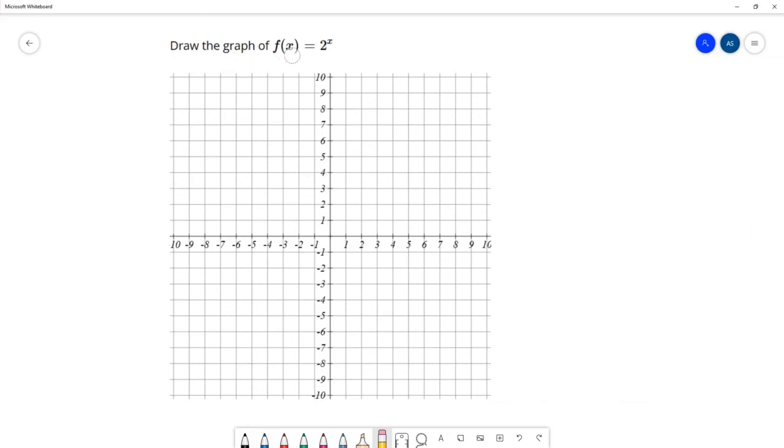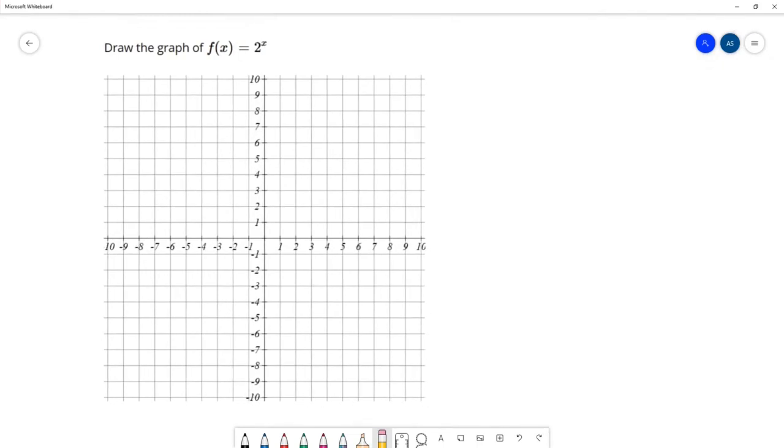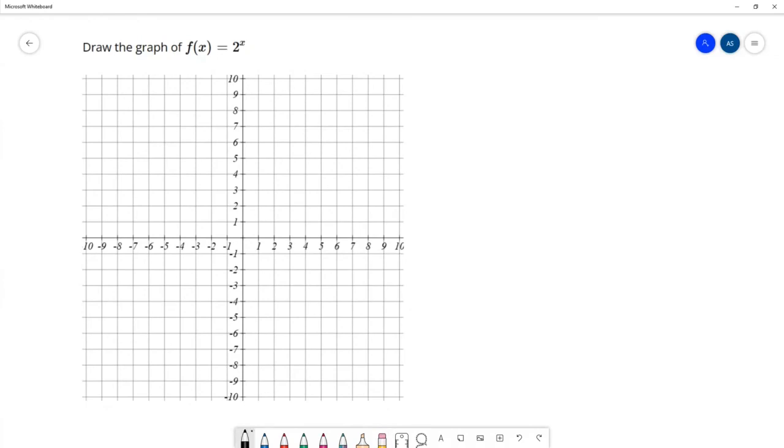Draw the graph of f of x equals 2 to the x. This graph we're going to draw by plotting points. The equation 2 to the x is not a linear equation. It's an exponential equation because the variable's in the exponent. So we're going to choose some x's and find the y's. I'm going to choose x equal to negative 2, negative 1, 0, 1, and 2.